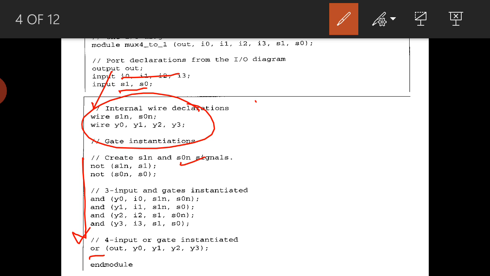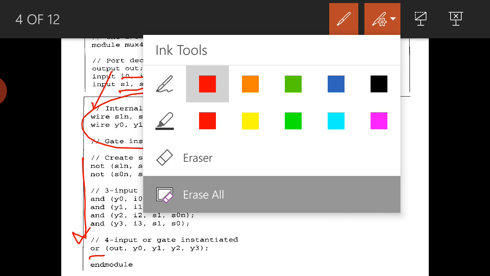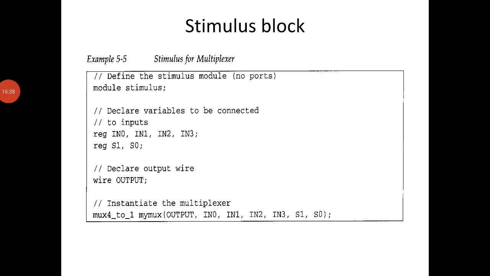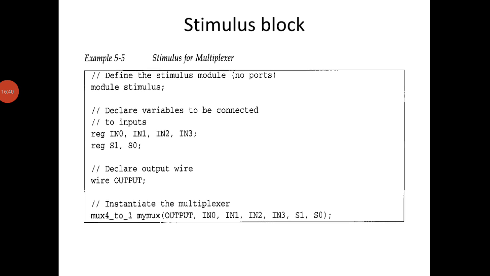Okay, we need to use different names from what we have used for inputs and outputs. This is how we need to write the gate level modeling for the 4:1 mux. Now let's look at how to write the stimulus block.